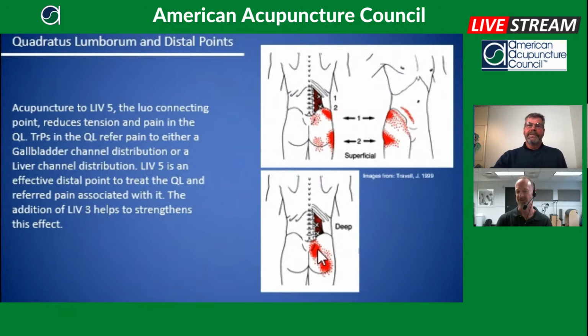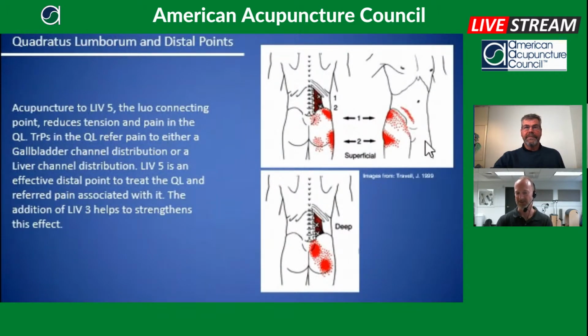But to me, that also speaks to a possible mechanism of how liver 5 is so effective for the QL, being the low connecting point. It's working with that collateral circulation that is referring pain both to the gallbladder channel distribution and the liver channel distribution. It kind of has a referral that's between these two internally, externally related channels. And it's interesting that it's the low connecting point that would have such a strong relationship in terms of removing pain from the quadratus lumborum and helping with that pain referral sensitization.